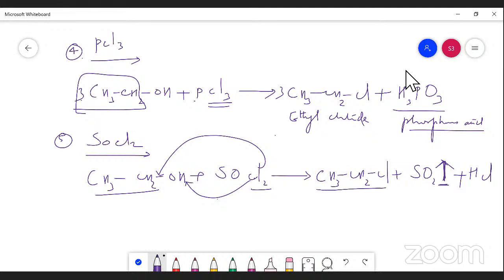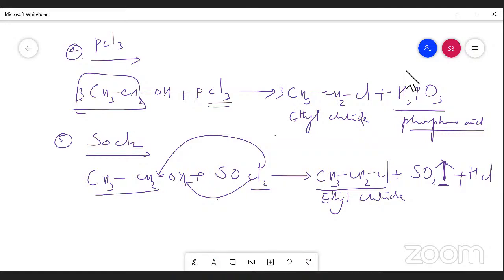Now what is our aim? Preparation of alkyl halides. What is the type of alkyl halide? This is ethyl chloride. That's all. This is ethyl chloride. Next we are going to see the next, 6th method.